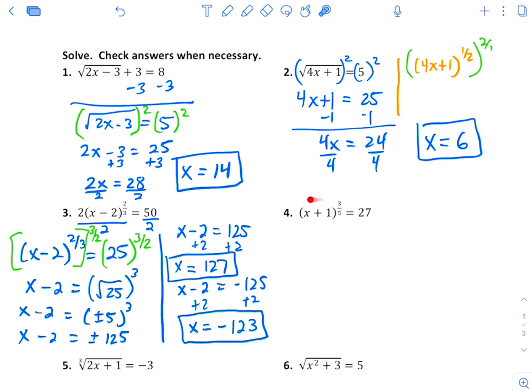So number 4, my radical part is already by itself, and I know that this represents a radical because I'm dealing with that rational exponent. So the first thing I need to do is raise both sides to that reciprocal power, so 5/3.